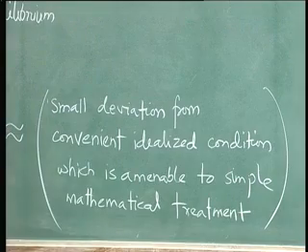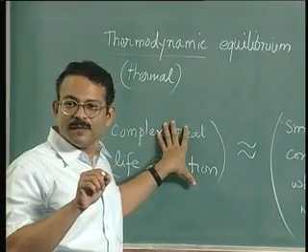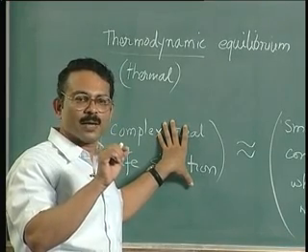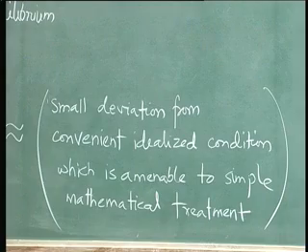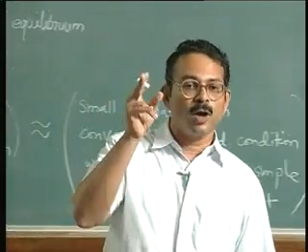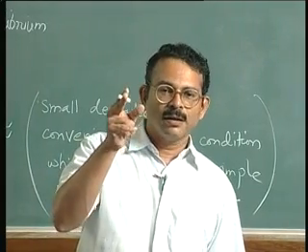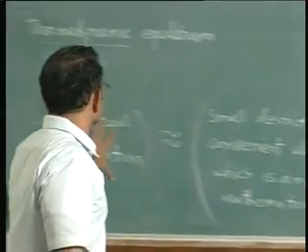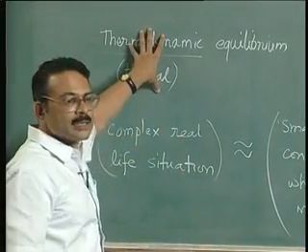So we are talking of a complex situation. Find out if there is an idealized situation, that is, it may not be a real situation, which is very near to that. And then if you have a model for that ideal situation, then you can introduce a small disturbance and then try to model the complex situation. Once you understand this philosophy, then you will understand this idea of thermal equilibrium.